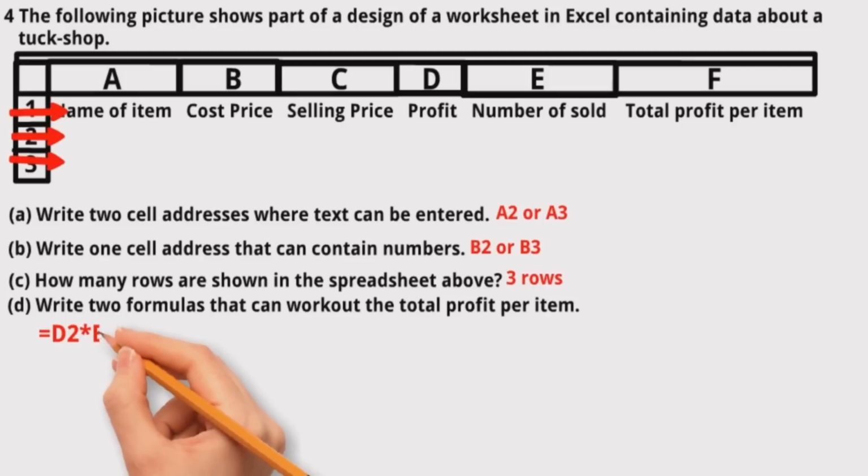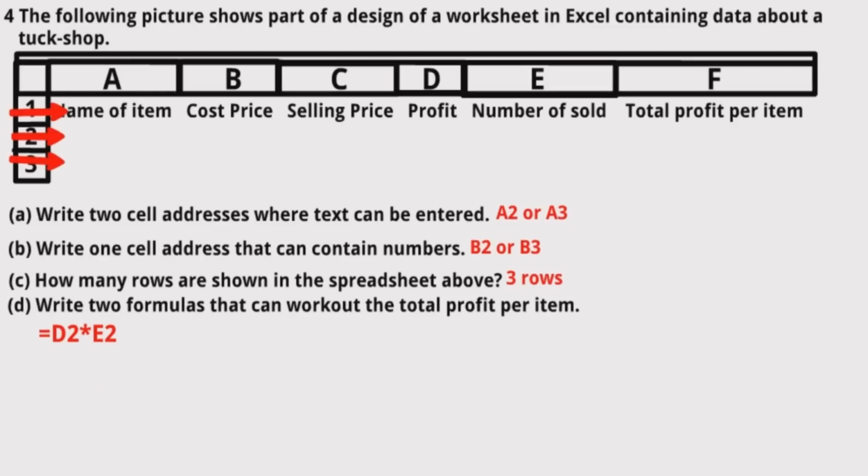So we can have something like equals D2 star, that is multiplication, E2. D2 is where the profit is written, under D1 which is profit. So when you take the profit of the item in row 2, then multiply by the number of items sold, you write equals D2 multiplied by E2. That will give us the total profit under F.